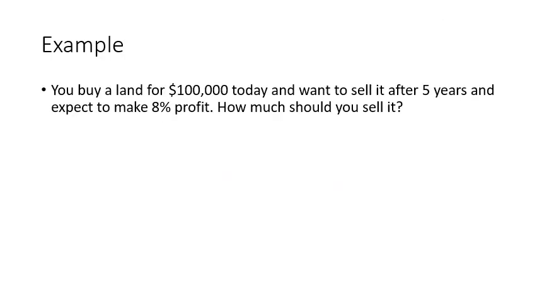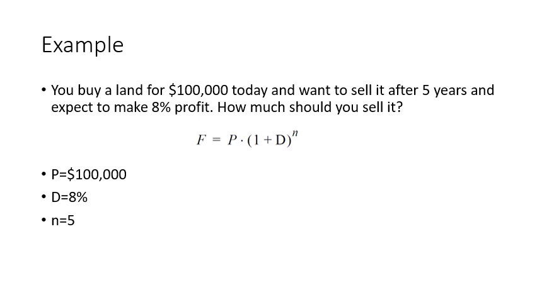Let's look at an example together. Suppose you want to make an investment and you find a land that cost you $100,000 today and you want to sell it after 5 years and expect to make 8% profit out of this investment. But how much should you sell it? So in this case, we use single compound amount where the discount rate is 8% and the number of years is 5. So maybe you say that 8% is $8,000. So if you add it to the initial investment, it is $108,000.